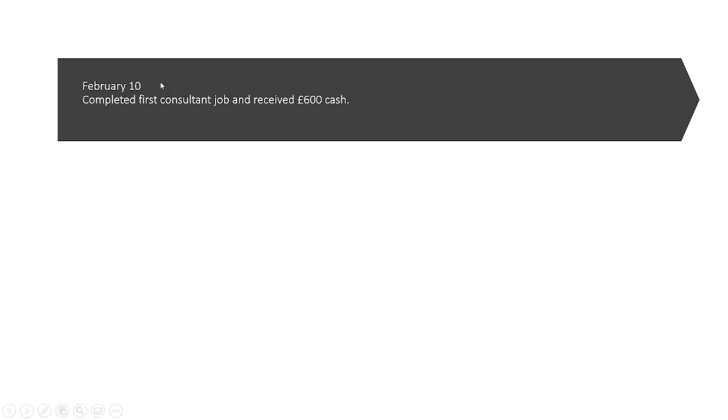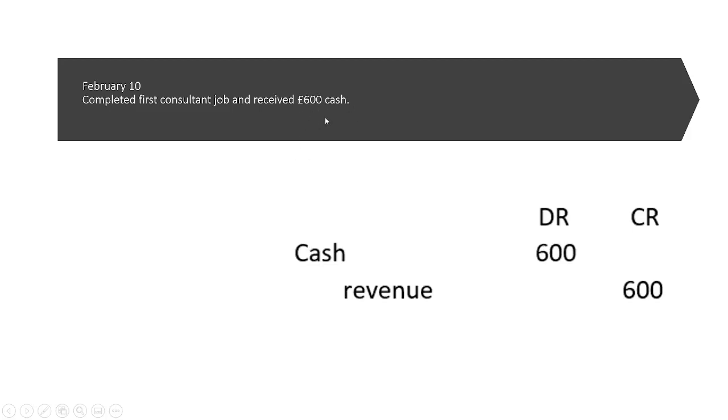So on February 10th, they completed their first consulting job and received £600 in revenue, right? So what we're going to do, we are going to debit £600, and we are going to put the other 600. We're going to credit revenue for 600. So we received 600 in cash and revenue 600 because it's revenue. Next one.